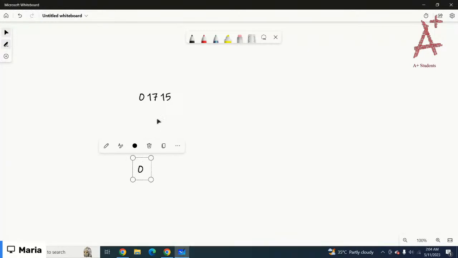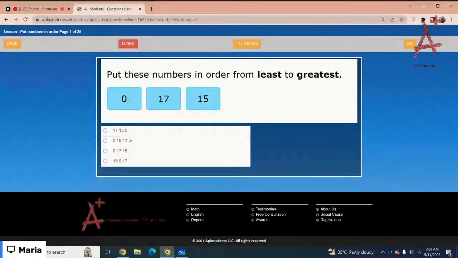Now you are left with just 17 and 15. Which number is the least one out of 17 and 15? It would be 15, and then the next one is 17. So now they are arranged from least to greatest. 0 is the least one and 17 is the greatest one. Got it? So it would be 0, 15 and 17. Option number 2 is the correct option.